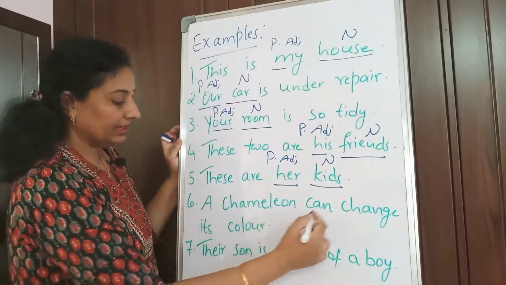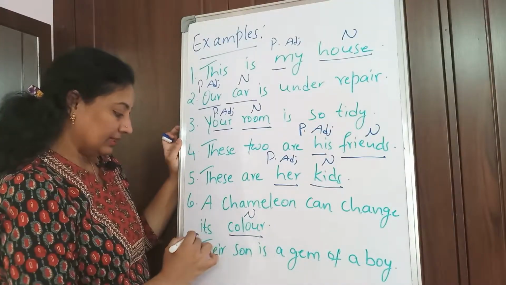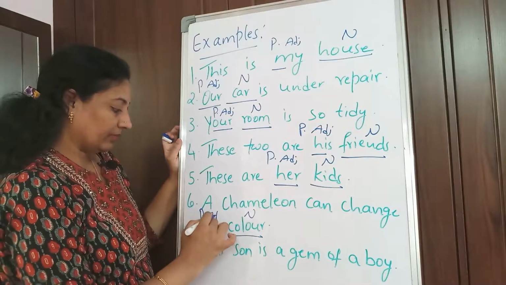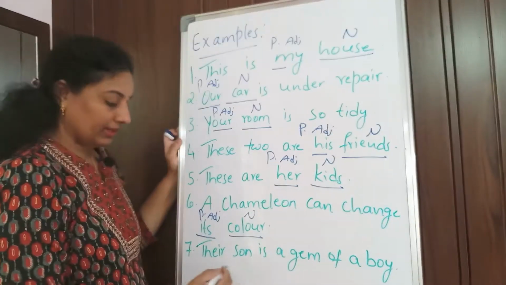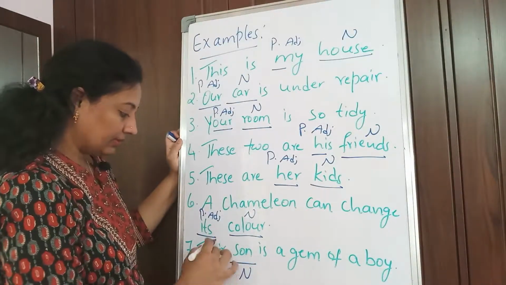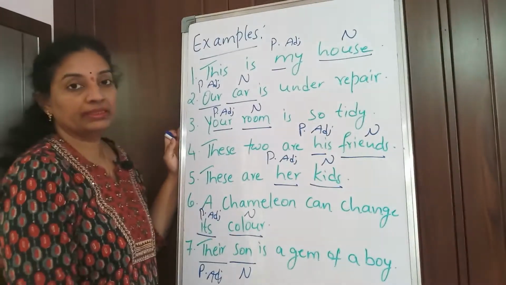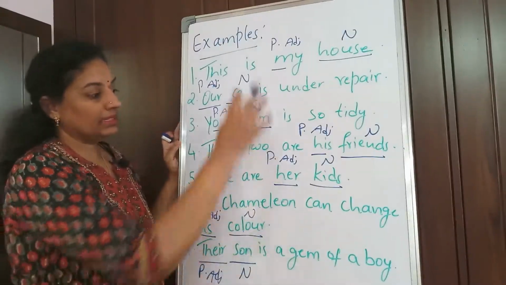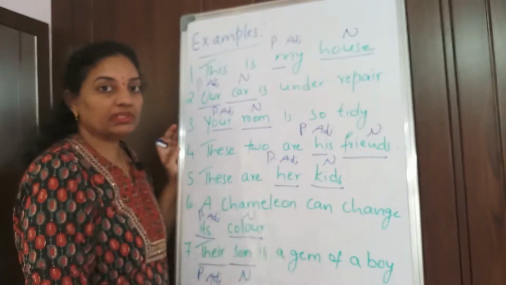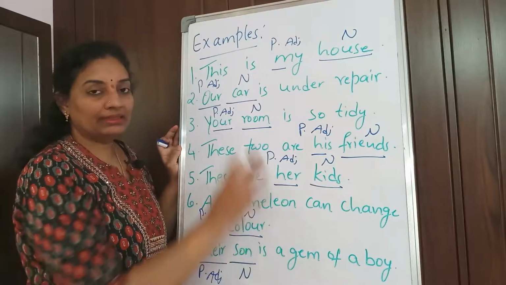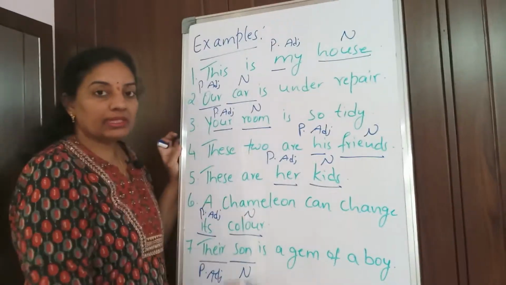A chameleon can change its color. Color, noun, its possessive adjective. Their son is a gem of a boy. Son, noun, their possessive adjective of they. Okay. These are the 7 possessive adjective forms of 7 personal pronouns. Other than these, we don't have any possessive adjective forms for personal pronouns.